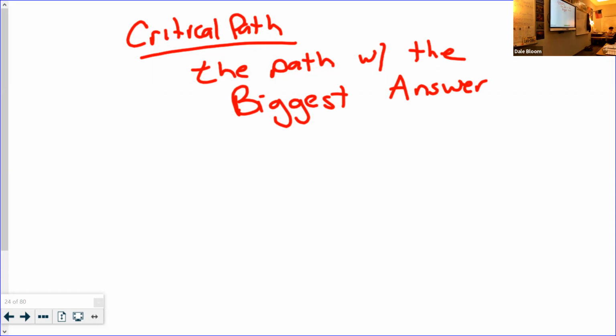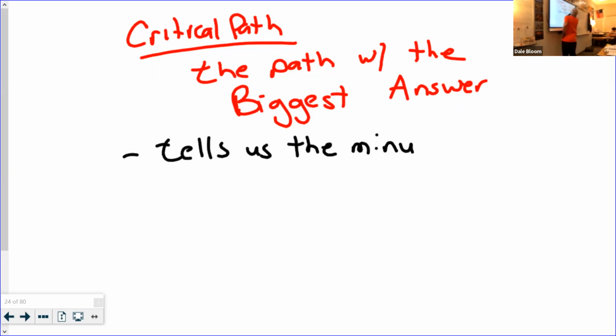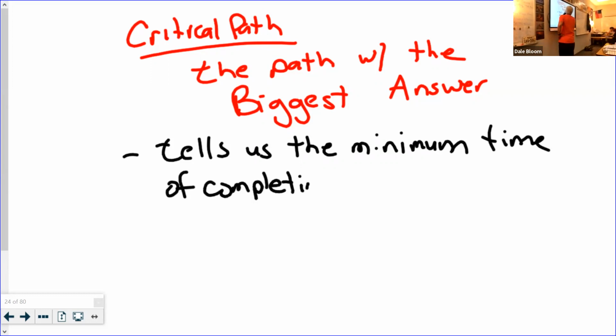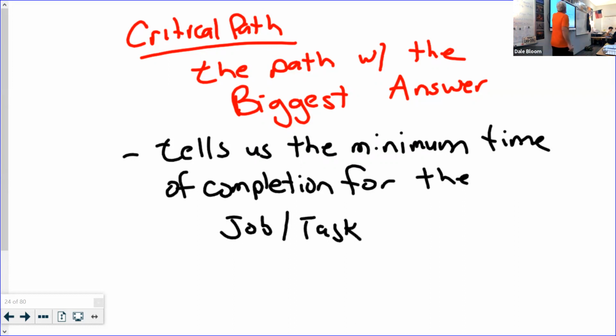What does this tell us? Guys, this tells us the minimum time of completion for the job or for the task. Okay? So guys, your product is not delivered until that critical path has been completed. The longest time in your project, the longest time in your task diagram. Okay?